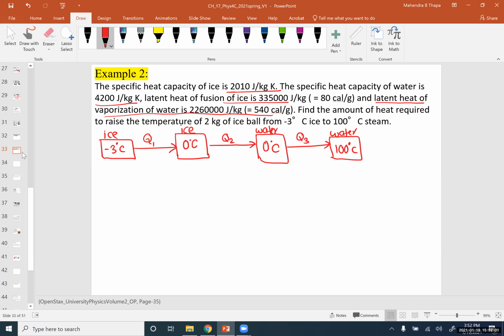Okay. Then if you continue heating, what will happen? Continue heating Q4. If you supply Q4 heat, it will be at 100 degrees Celsius, but it will be in the steam, in the gaseous state. Okay. The other thing we need to find is how much total heat is required.